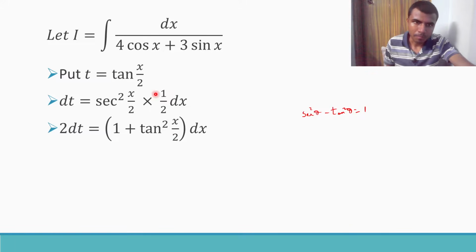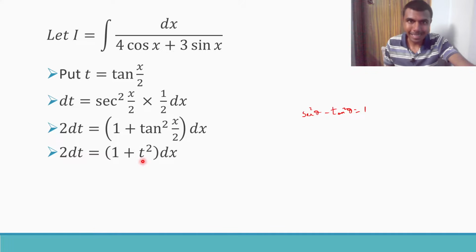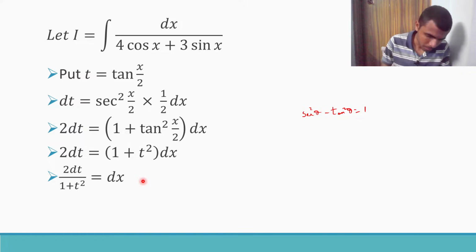Fine. Now listen carefully. What is our t? T is tan x by 2. So tan square x by 2 will be t square. Just square here. T square is equal to tan square x by 2. So in place of tan square x by 2, I'll get t square. Now send the 1 plus t square to the LHS. So what I get is 2 dt by 1 plus t square is dx.